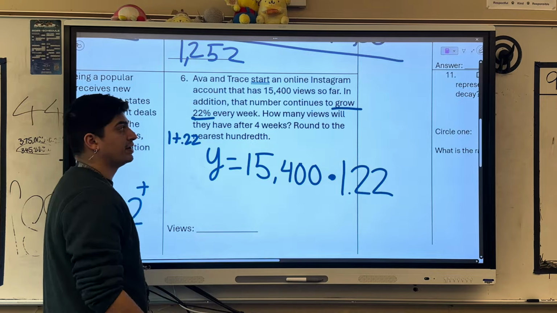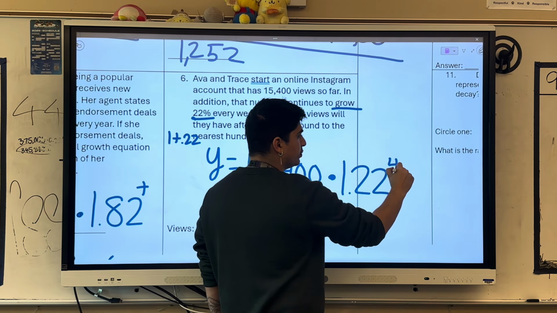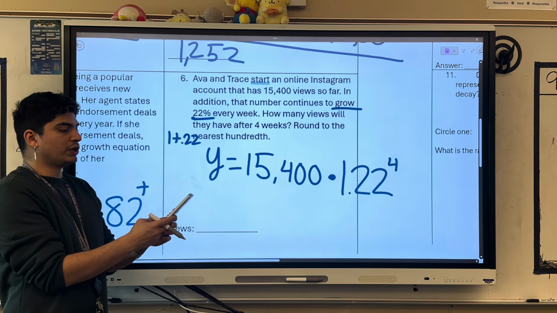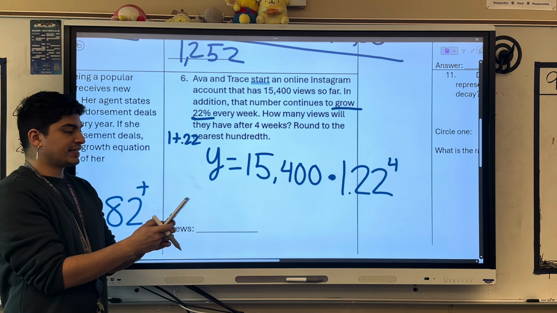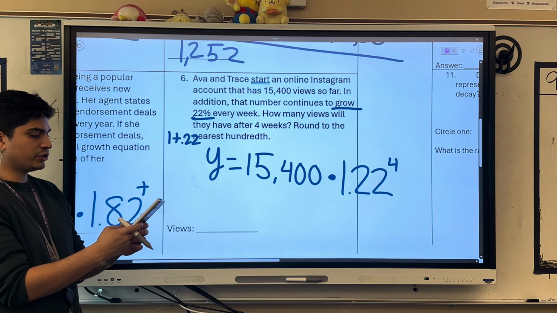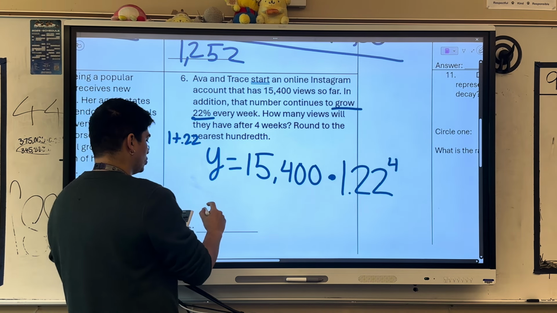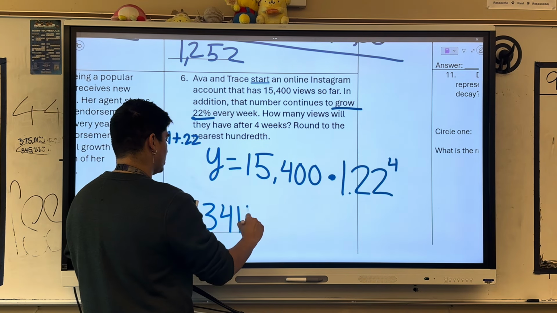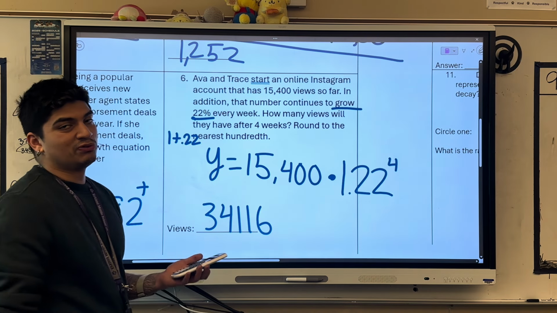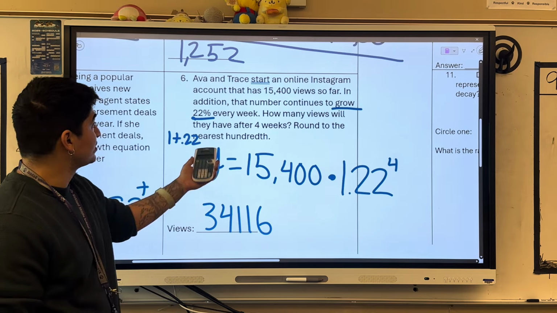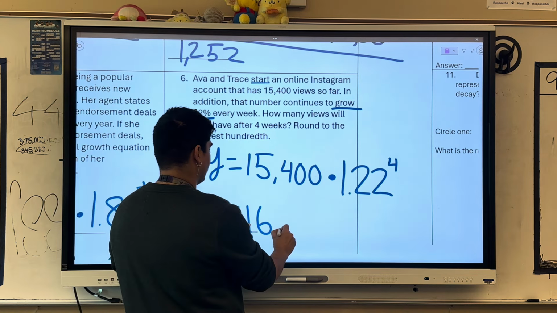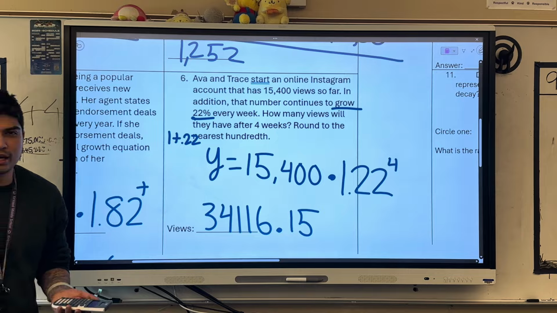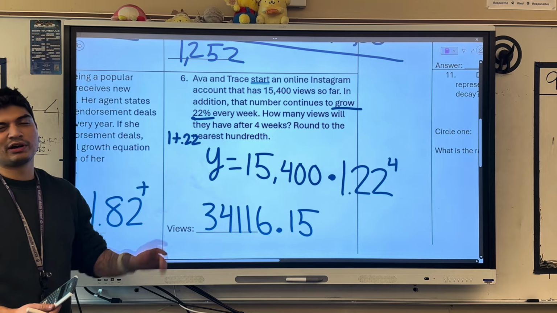And then we do actually know it's after 4 weeks, because this growth happens every week. So it's exponentially to the power of 4. So 1.22 to the power of 4 times 15,400. That would give me total views of 34,116. And because this is views, my bad. Oh, not round to the nearest hundredth, actually. We were given that. Round to the nearest hundredth, this would be 0.15 views. I don't know how you get 0.15 views, but it says round to the nearest hundredth.